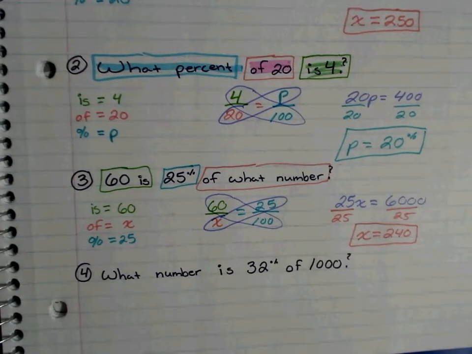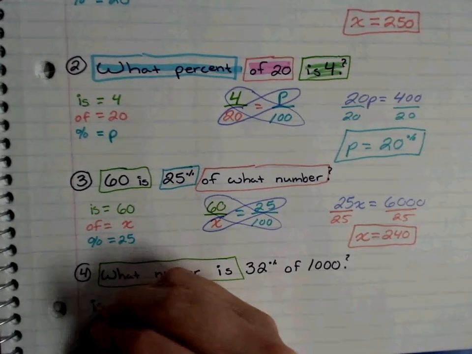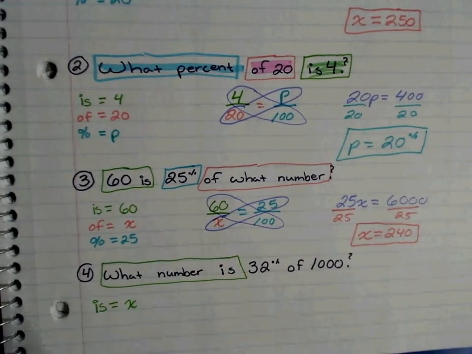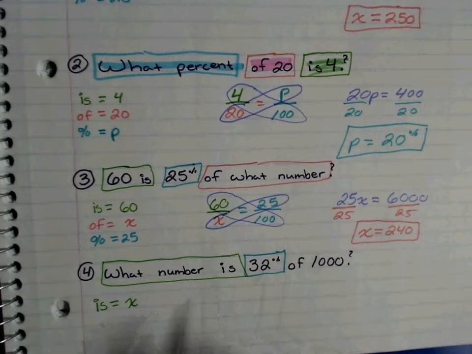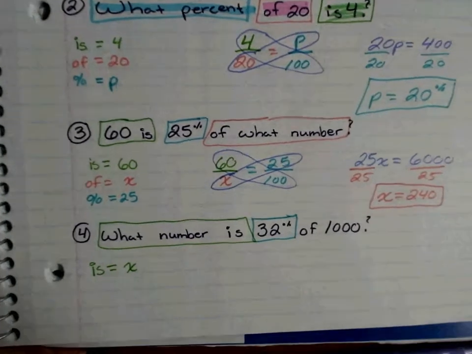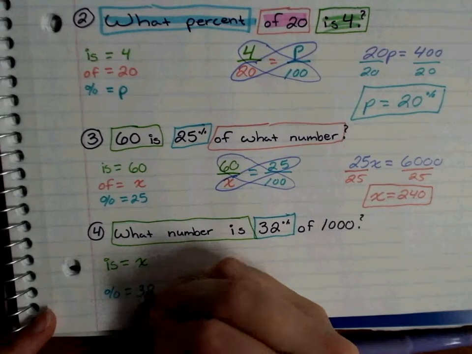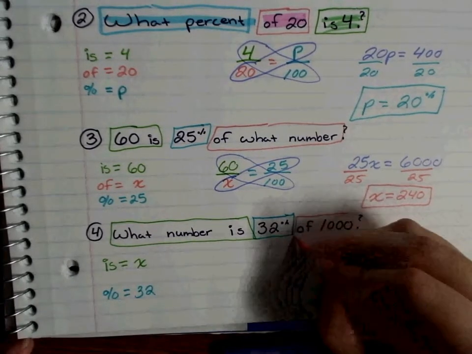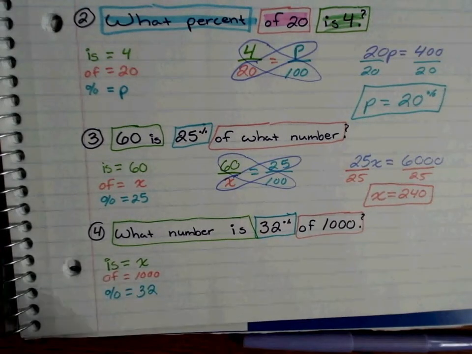Okay, for number 4, what number is 32% of 1,000? What did we get there, Greg? 320 is correct. So what number is, that's our missing value. So the is the value that's missing. We don't know it. The percent, 32%, a lot of times people make mistakes and they want to say 32 is the is value because they say is 32. But it's not is 32, it's is 32%. So that's our percentage. 32 is our percent. And then of the 1,000, our of value is going to be 1,000.